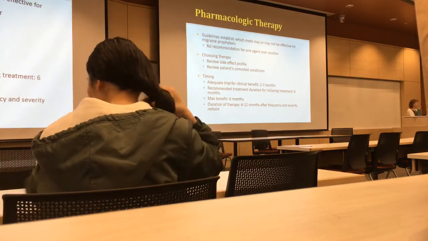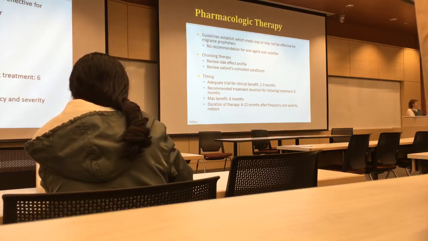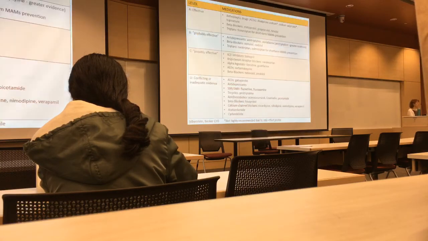So the guidelines for which medication to use is based on a lot of the comorbid symptoms that they might have. And you need to give people at least a 2 to 3 month trial to determine whether they're beneficial. And then you really can tell maximum benefit within 6 months. And then after 6 to 12 months of therapy, you judge the frequency and severity of the headaches, and then you can consider to take them off and try being without it.